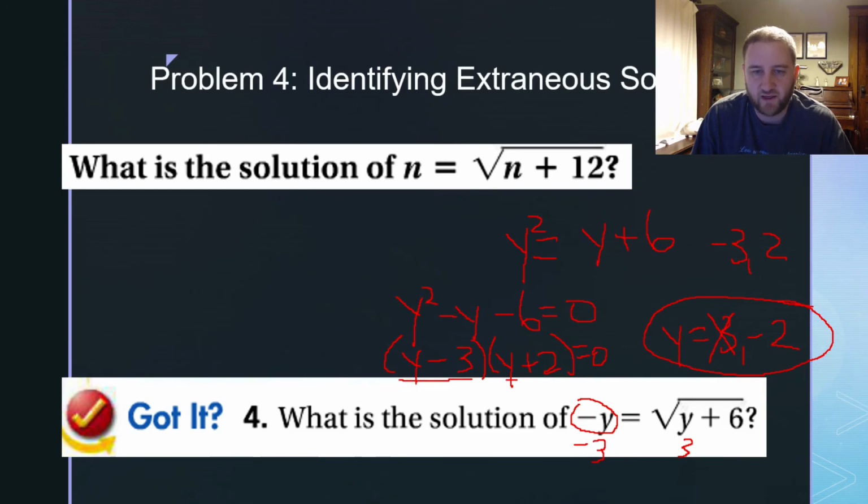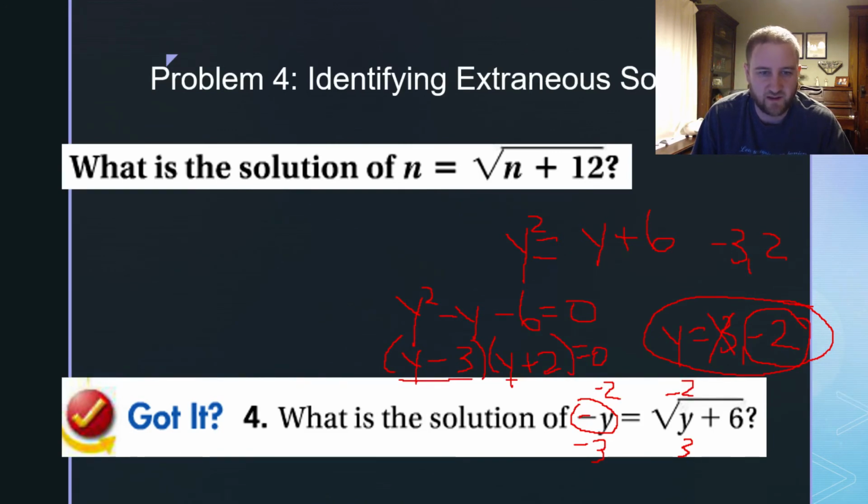Okay, if we plug in negative 2, negative 2 plus 6 is 4. The square root of 4 is 2. Okay, if we plug in negative 2 for y here, negative negative 2 is a positive 2, which means that negative 2 is our solution. Okay, do you guys catch how that worked?